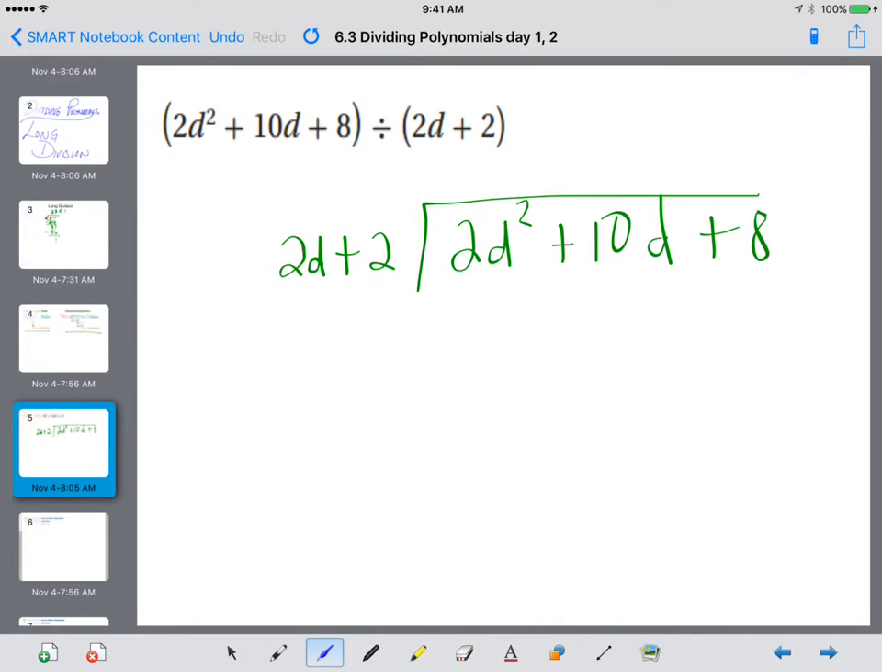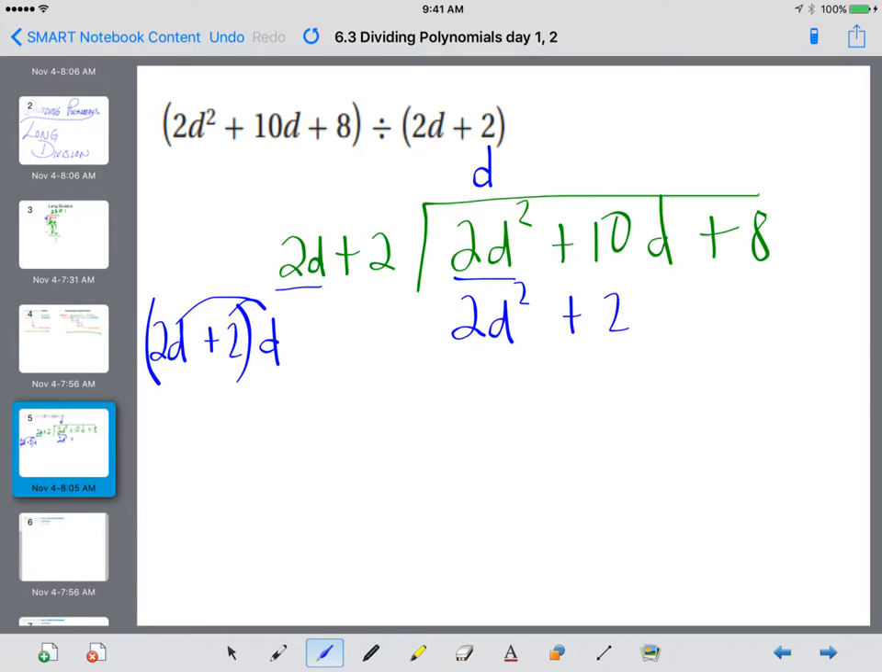What we're interested in is the front, this term, and this term right now. What could I multiply 2d by to get 2d to the second power? Well, 2d times d. So if I were to take 2d plus 2, and I'm going to multiply that whole thing by d. I should have put that out front. I'll put it here. So think, d times 2d, well that's 2d to the second power, and d times 2 is 2d.